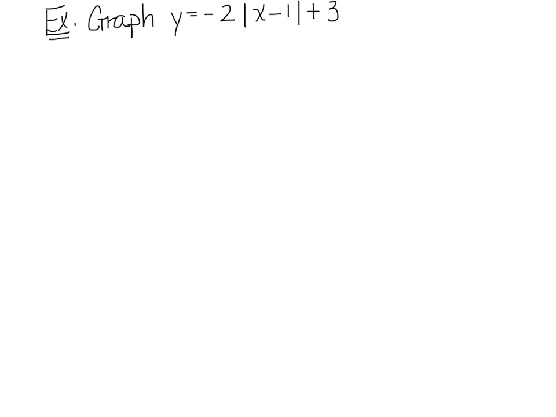4 transformations. So I start with my parent graph, and then I'm going to go left to right. So first I'm going to do the reflection. Try to do my points lightly. Then I'll do the vertical stretch of 2, or you can multiply the original ones by -2, whichever one works better.